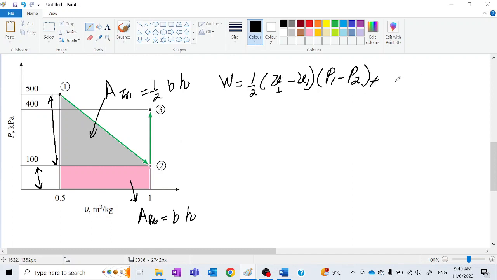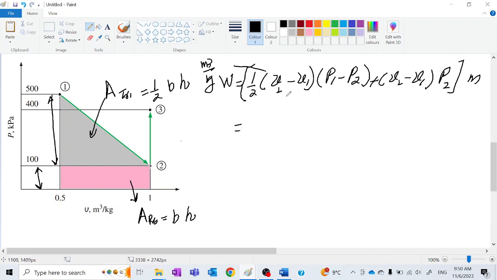plus the area of a rectangle, which is base, minus, the specific volume change, multiplied by height, which is P2. Everything we must multiply by mass, because then the answer will be in kilojoule. At the end we will see, because specific volume is given in cubic meter per kilogram. So if we multiply by mass, we will get the answer in kilojoule.